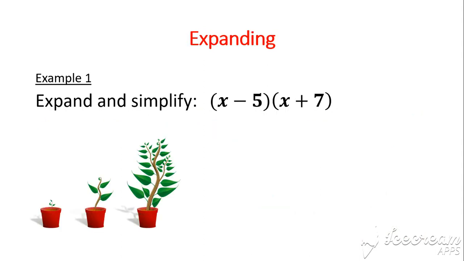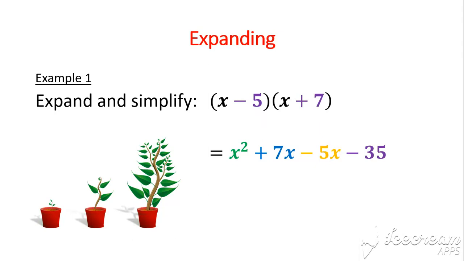So let's get into example 1. Let's expand and simplify this expression: x minus 5 times x plus 7. This is the way I like to teach it. x times x is x squared. x times this positive 7 makes positive 7x, so we write plus 7x. x times this negative 5 makes negative 5x, so we write down minus 5x. And this minus 5 times this positive 7, a minus times a positive makes a negative, so we write down negative 35, we write down subtract 35.